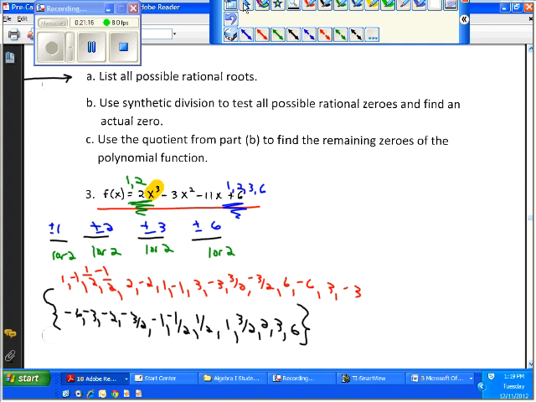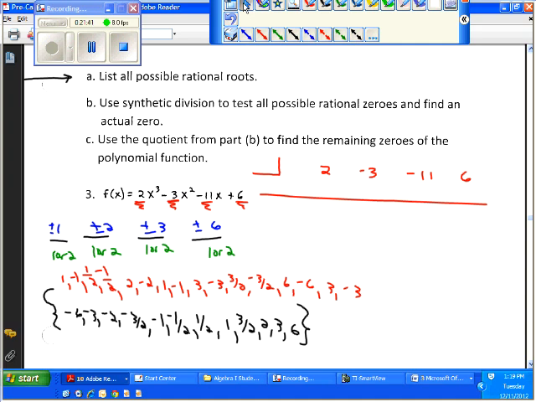So what we're going to do is now do the synthetic division. I'm going to clean that up so you can see what we're going to do. Remember, on synthetic division, we take the coefficients only. Make sure that you put zeros if there's something missing. So we would have 2, 3, 2, negative 3, negative 11, and 6. So we're set up.